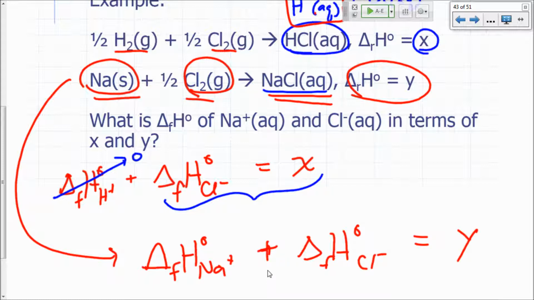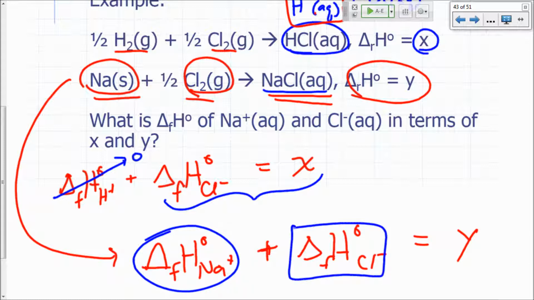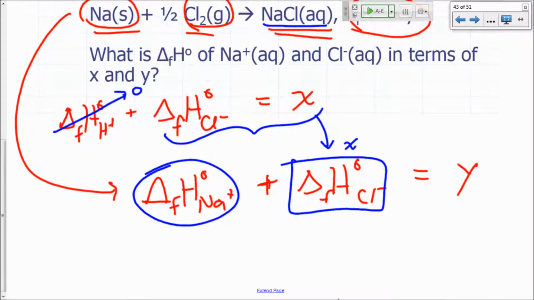So when you're dealing with aqueous solutions, the delta H formation of a salt in aqueous solution is just the sum of the delta H formation of the ions. Based on that, what would be the delta H formation of sodium? We already identified the chloride term as X, right? So delta H formation of sodium is equal to Y minus X.